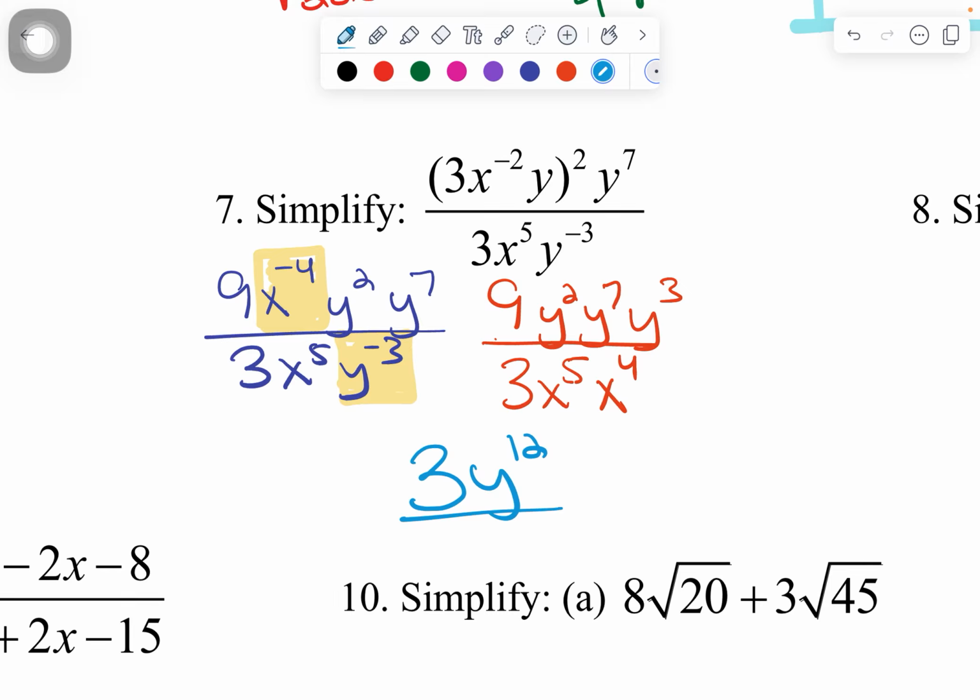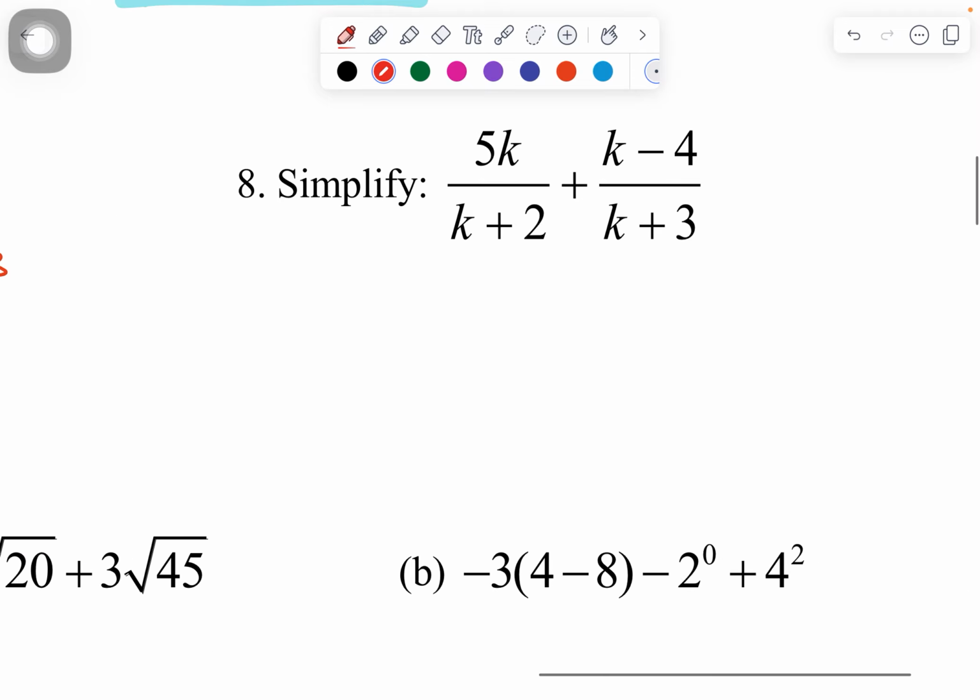All of the x's are in the denominator. And if I add those up, that's x to the 9th. That is a horrible 9. Let's try that again. Slightly better. All right, so there's the final answer for number 7. Simplified. All right, moving right along.